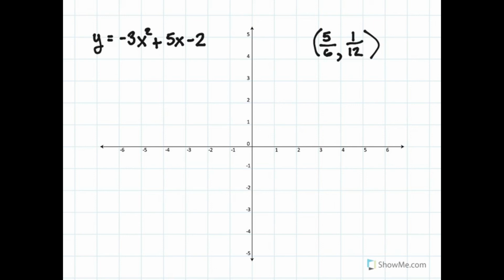Well, let's graph that. The vertex is at 5/6, 1/12. So 5/6 is almost to 1, and 1/12 is barely up above, like that. And the minus 3 means it faces down. And if I go 1 over, I'm going to be 3 down. And there we go. There's the parabola.